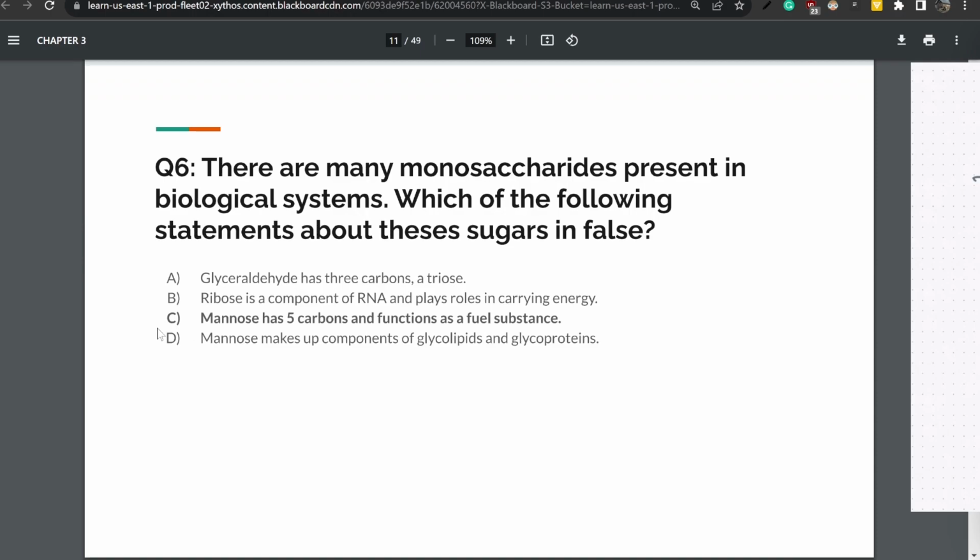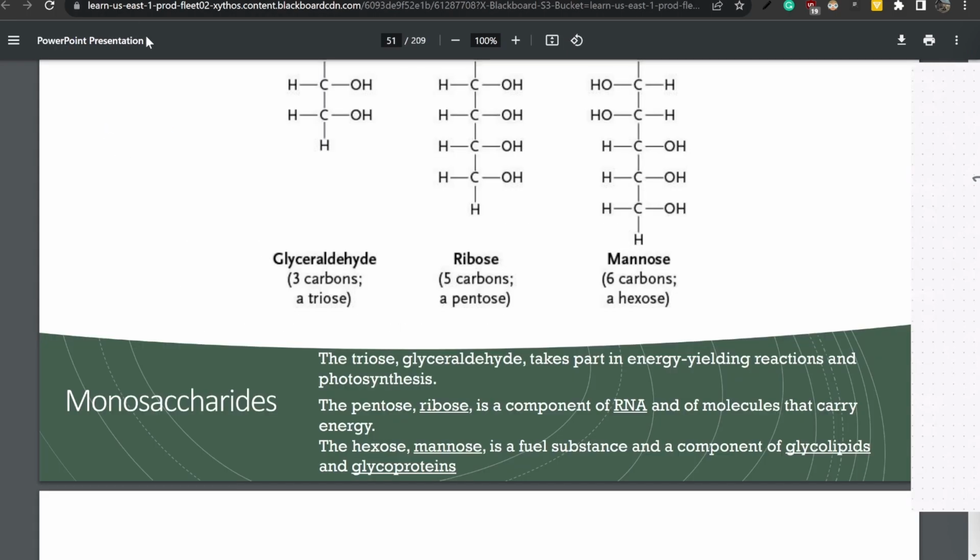So we learned a lot from this question. We know what glyceraldehyde is, and how many carbons ribose has, how many this has, how many mannose has. Ribose does carry energy, which I have no idea what that means, but okay. Wait, what does glyceraldehyde do? Energy yielding reactions in photosynthesis. Okay. This is DNA, this is fuel, and glycolipids and glycoproteins, which I'm sure they talk about later. No, it's the only time they talk about it.